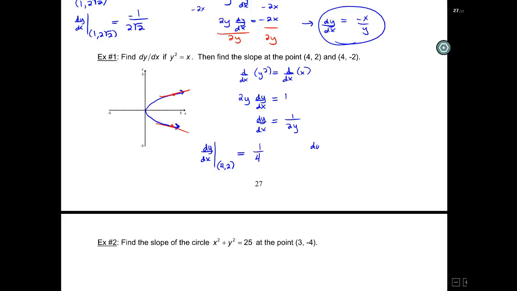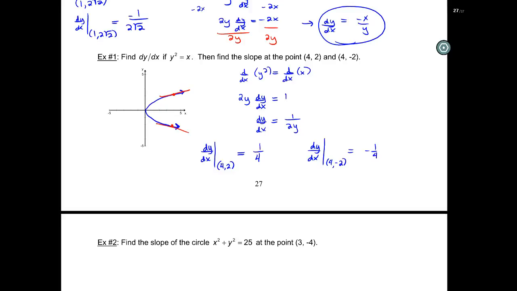And what do we get for dy/dx evaluated at (4, -2)? Negative 1/4. We can look at the graph and confirm that from a geometrical standpoint. Here it looks like a slope of 1/4. Notice down here, that is a slope that is negative. Okay, any questions?